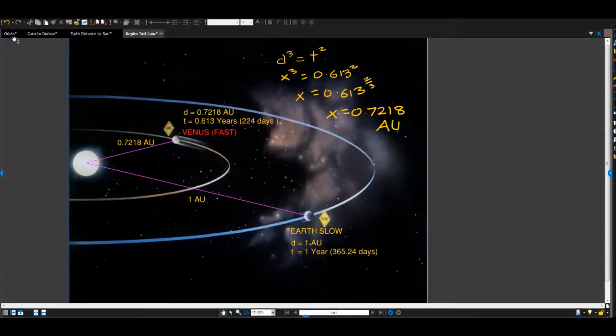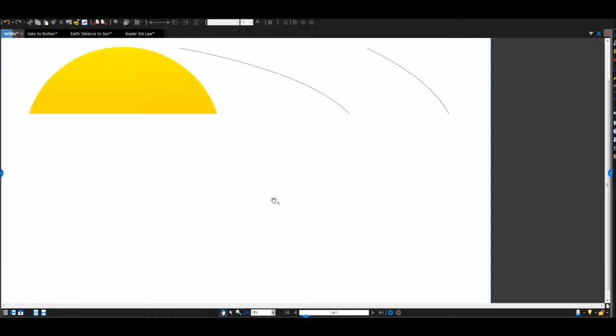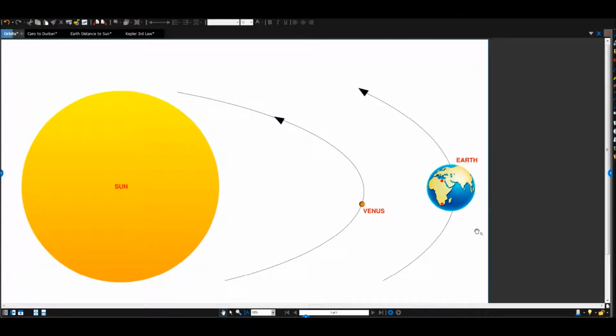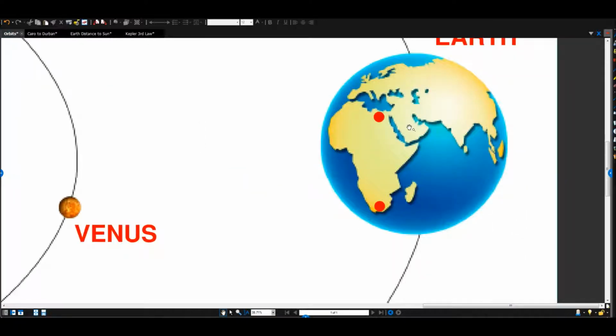So if we move over to here, this is just another way of showing that. We have Venus traveling around the Sun and Earth traveling around the Sun. We have 2 points marked on our map here. If you know your geography, this is obviously Africa.